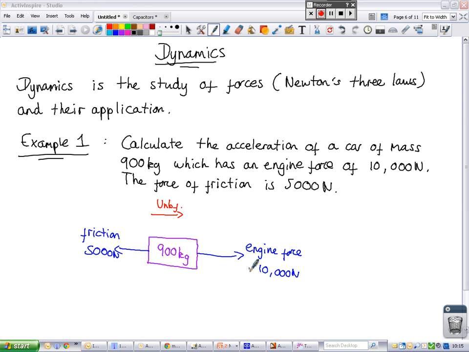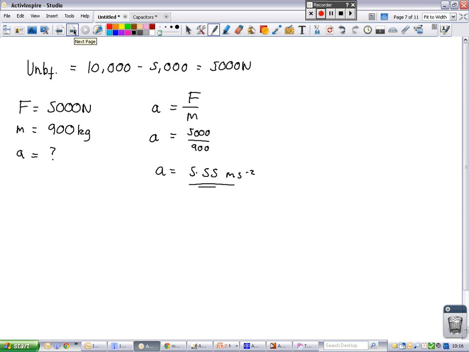So the forward force is 10,000 newtons. The force acting against the motion, friction, always acts against the motion, due to things like air resistance and friction between the tyres and the road. So we know therefore that there's more force going this way, so we say that the unbalanced force goes in the forwards direction. The next thing we do is then apply our equation. We calculate out what that unbalanced force is. It's 5,000 newtons going to the right.